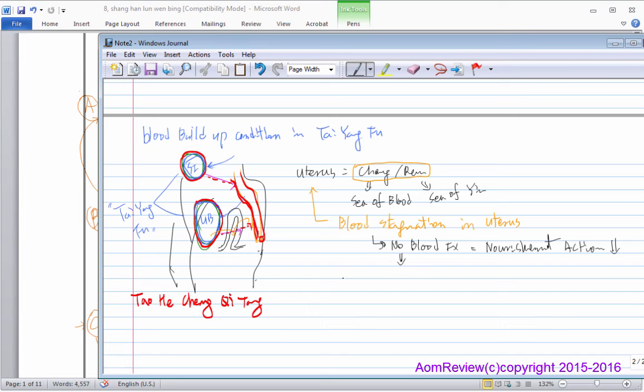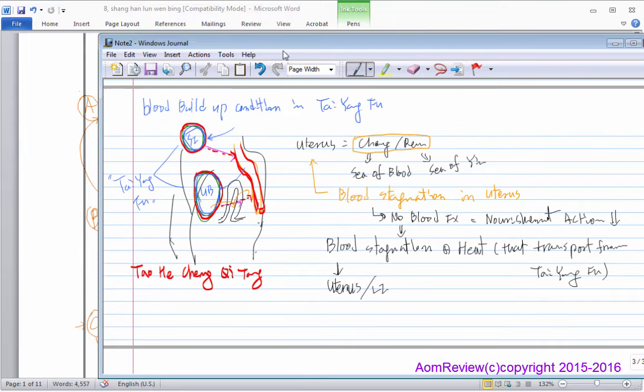So they might have a blood stagnation, and also there's a heat which is seen transferred from Taiyangfu. Mostly this is happening at two different organs. One is the uterus or the large intestine. And both organs have this condition that we call the Taho Cheng Chi Tang condition.